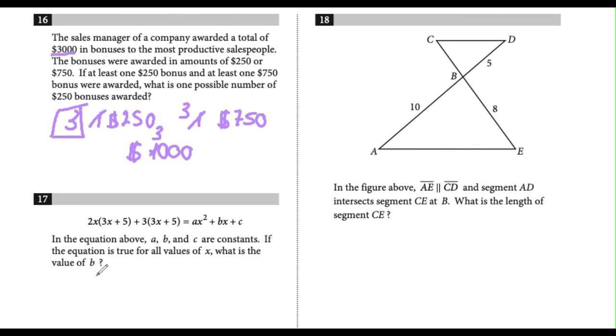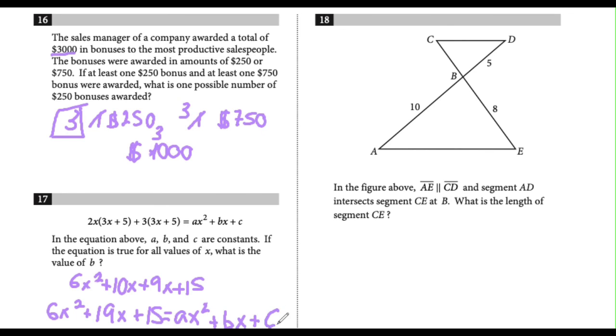First, we're going to distribute the 2x, and we're going to get 6x squared plus 10x. And then we're going to distribute the 3: plus 9x plus 15. We can combine like terms, and we're going to get that 6x squared plus 10x plus 9x is 19x, plus 15 is going to equal ax squared, a times x squared plus b times x plus c.